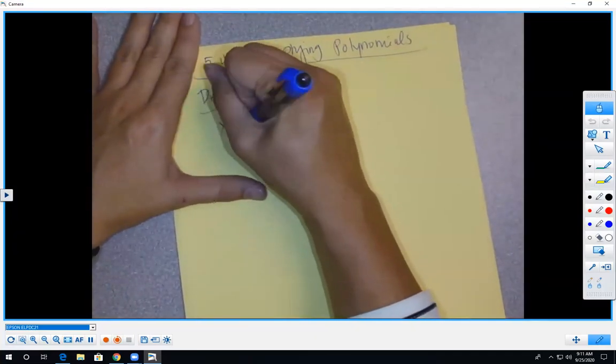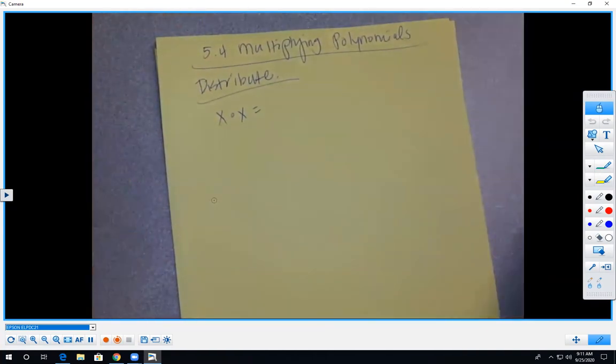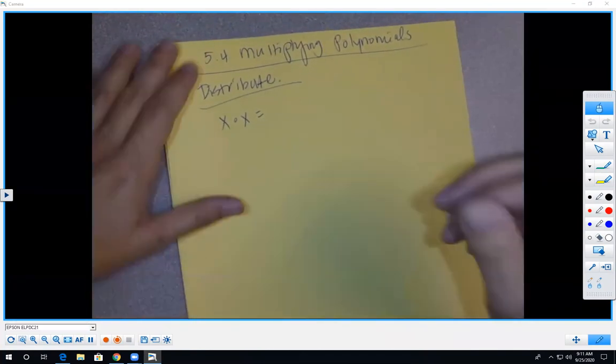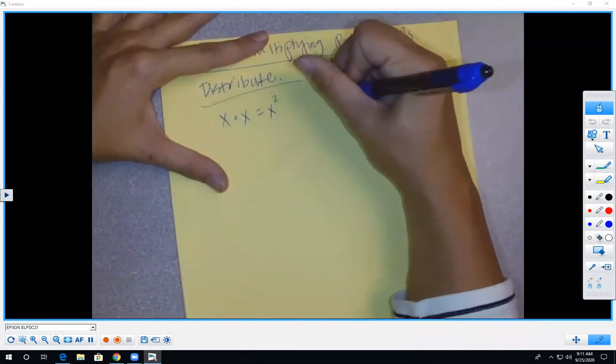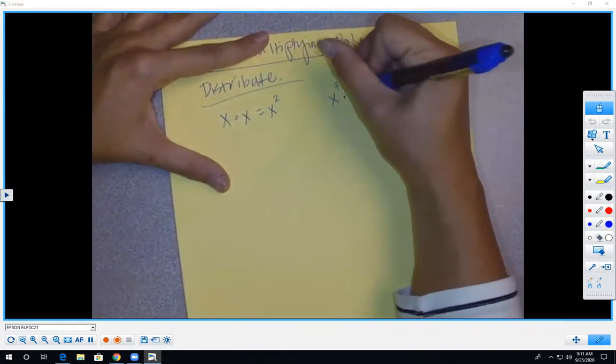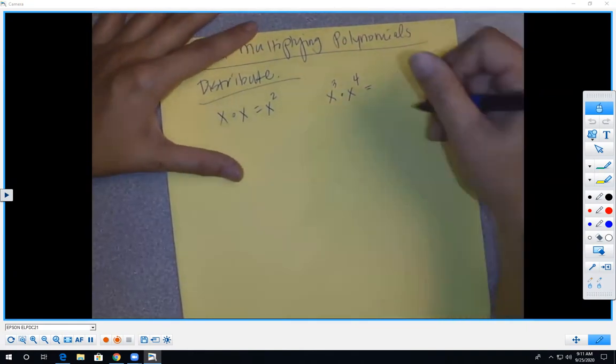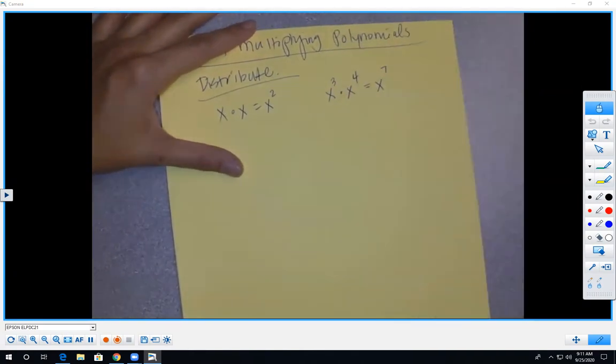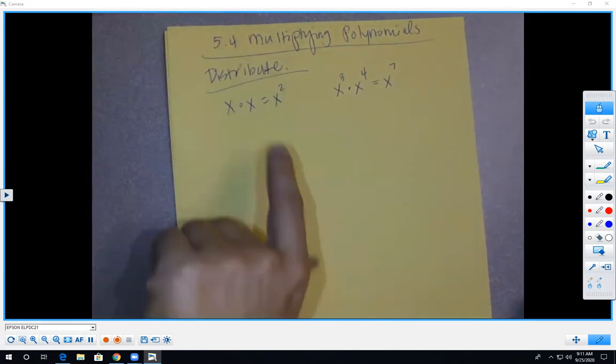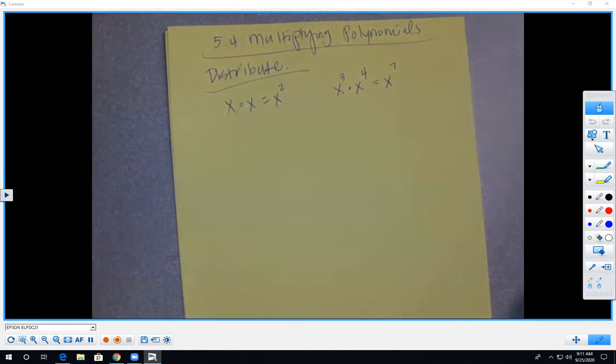What is x times x? What's x times x going to be? x squared. What is x to the third times x to the fourth going to be? Yeah, you just add your exponents here. So just remember the big one: x times x is x squared.